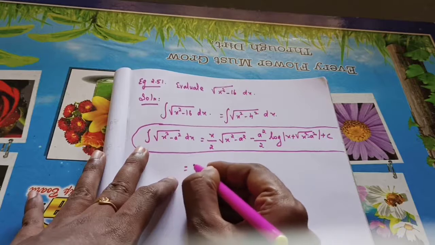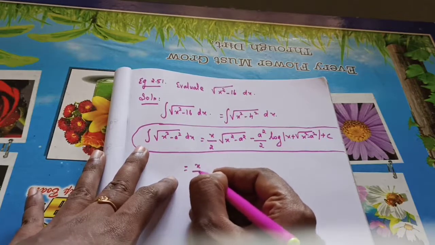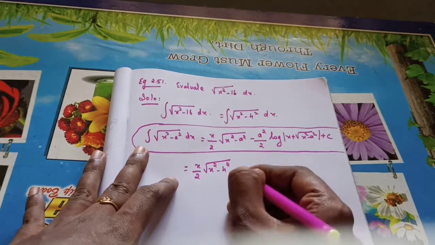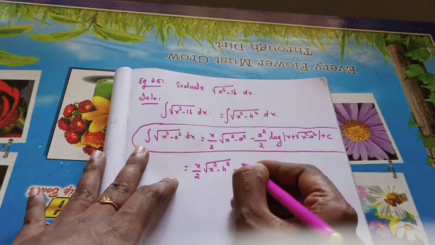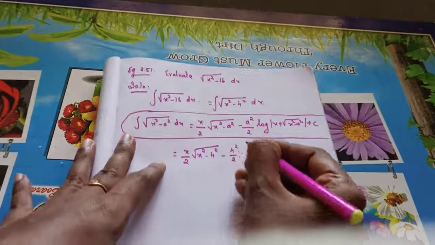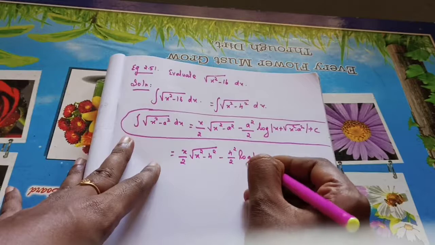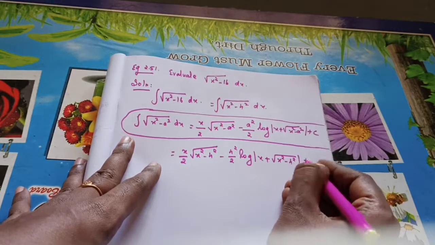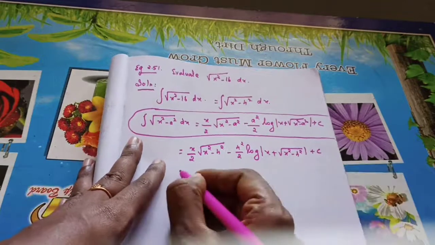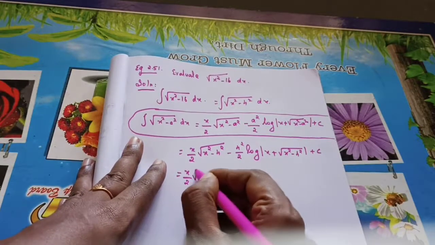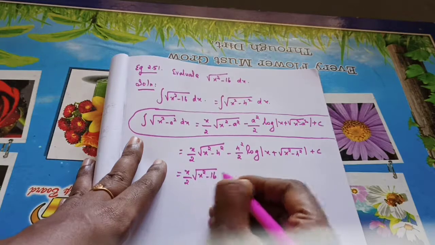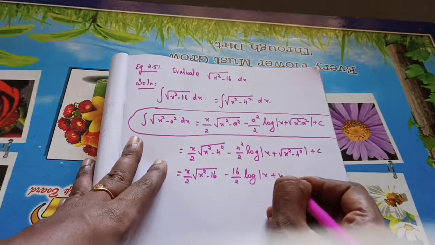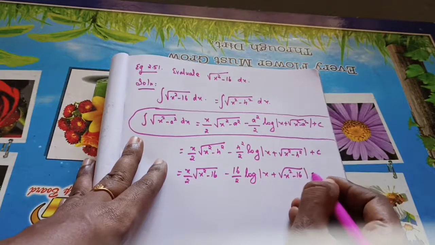So in the place of x, what's there? x by 2 square root of x square minus 4 square, minus 4 square by 2 log of modulus of x plus square root of x square minus 4 square, plus c. That's equal to x by 2 square root of x square minus 16, minus 16 by 2 log of modulus of x plus square root of x square minus 16, plus c.